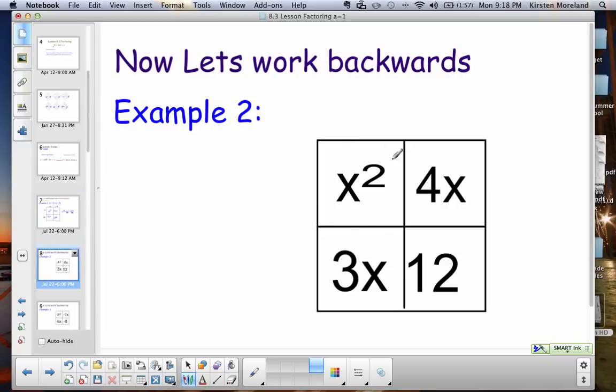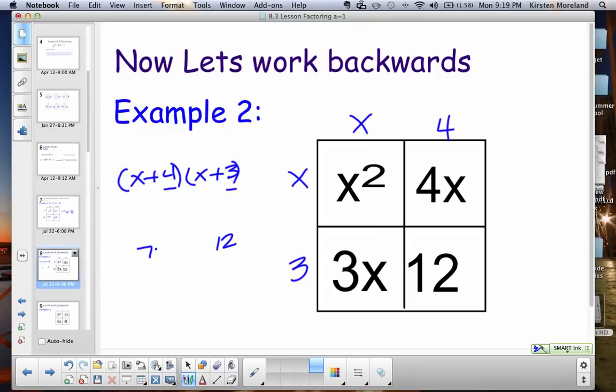So now I'm going to give you the box and I want you to work backwards. So x times x is what gives me x squared. X times 4 gives me 4x. X times 3 gives me 3x. And then 3 times 4 gives me 12. So the original problem to this was x plus 4 times x plus 3. Notice that 4 plus 3 is 7x, and 4 times 3 is 12. If I write out the answer to this, it's x squared plus 7x plus 12.